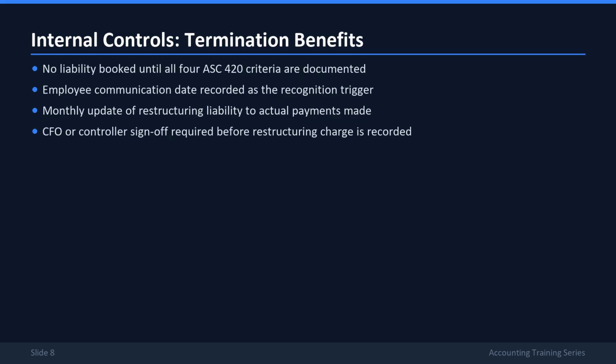For termination benefit controls, the most important control is a formal checklist that must be completed before any restructuring liability is recorded. The checklist confirms all four ASC 420 criteria are met and documents the specific date on which the plan was communicated to employees. The restructuring liability must be updated monthly to reflect actual payments made and any revisions to total estimated costs. Recording a restructuring charge should require sign-off from the Chief Financial Officer or Controller, given the materiality and reputational sensitivity of such disclosures.